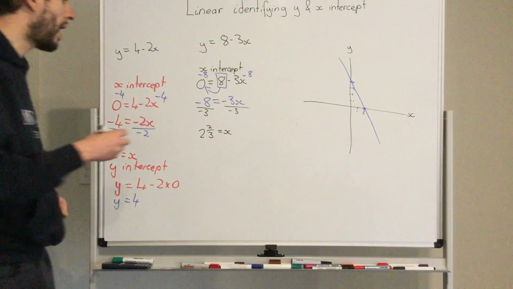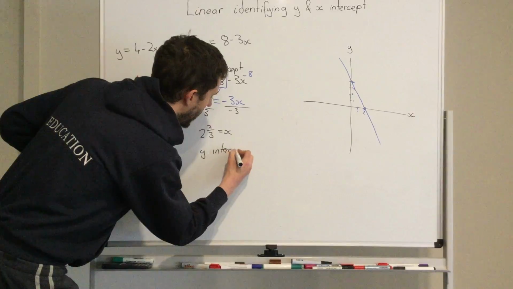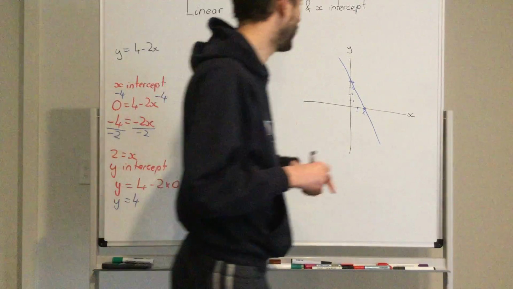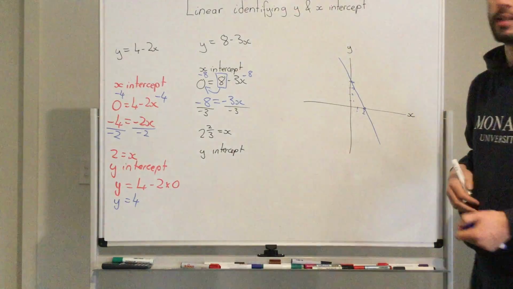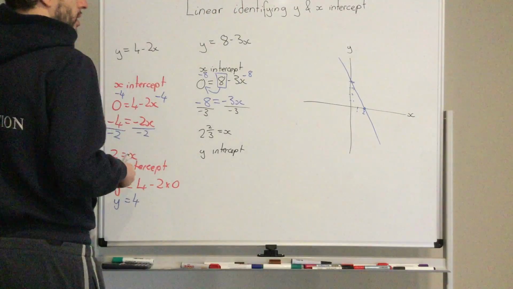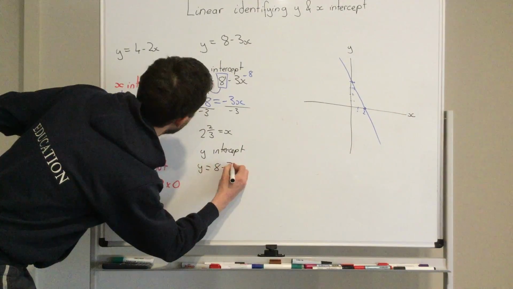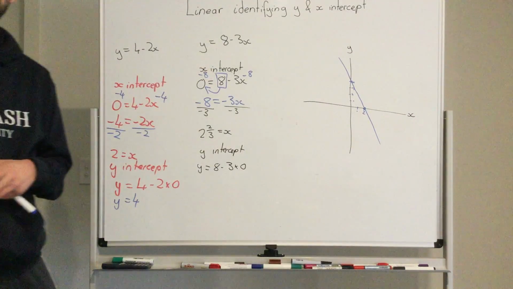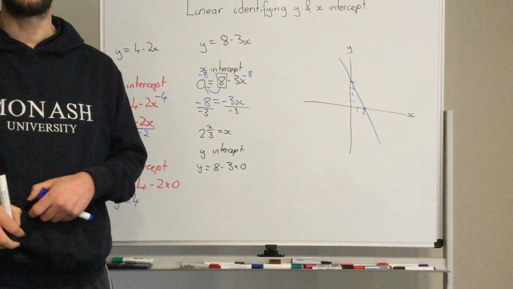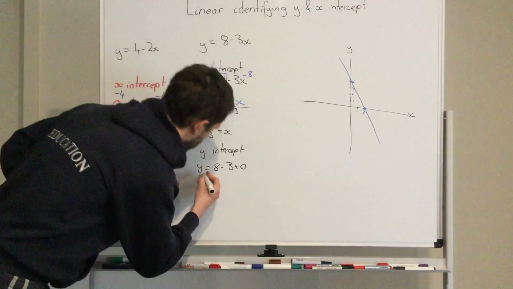Let's look at the y-intercept. Again, for the y-intercept, we need x to be 0, so it's going up on the y-axis. So if x is 0, it's just y equals 8 take 3 times 0. We know 3 times 0 is just 0. 8 take 0 is 8. So y equals 8.